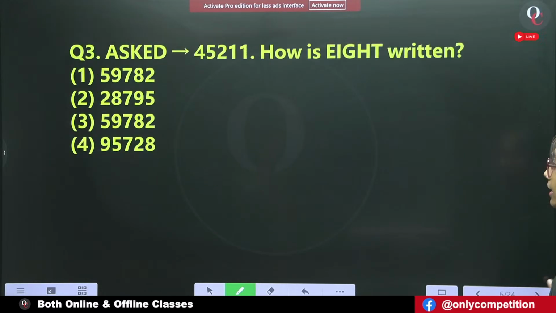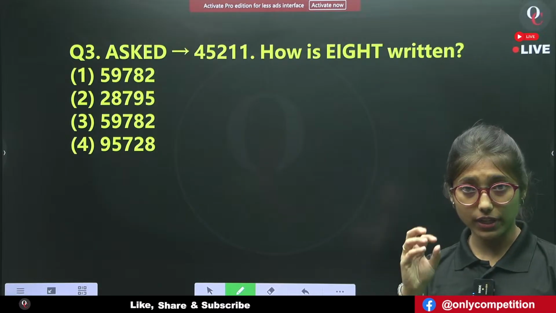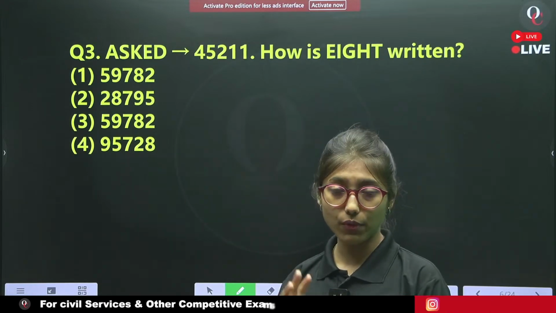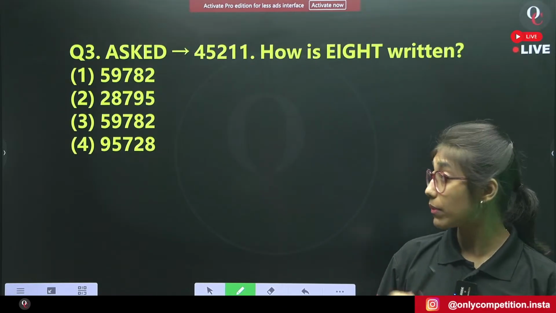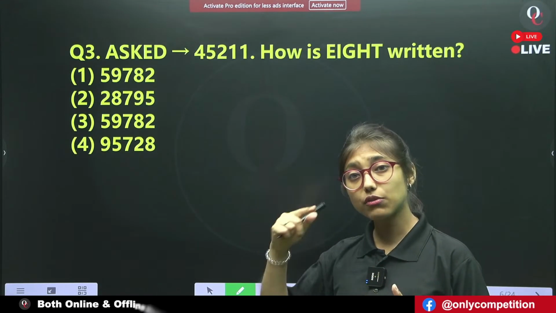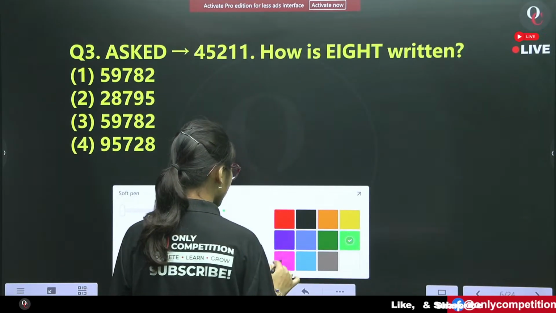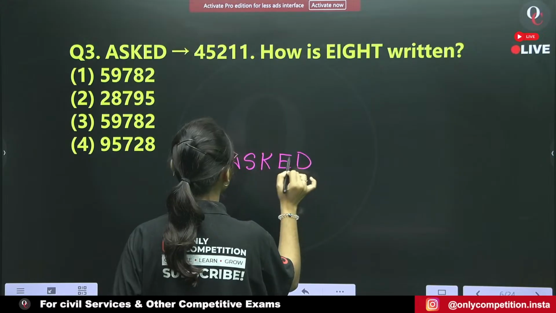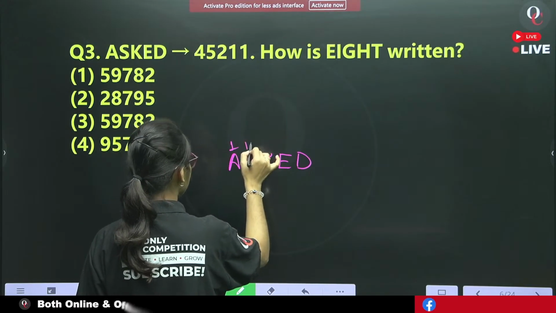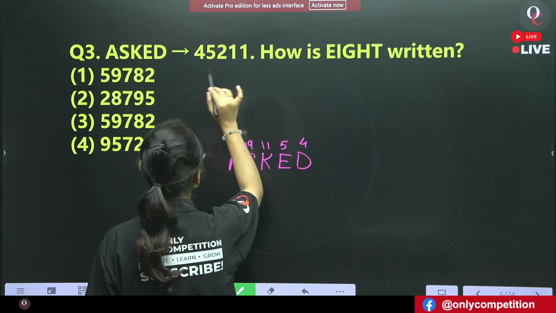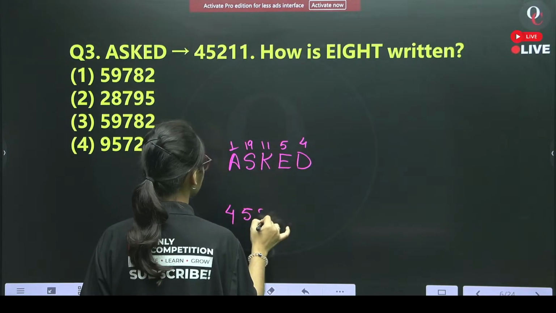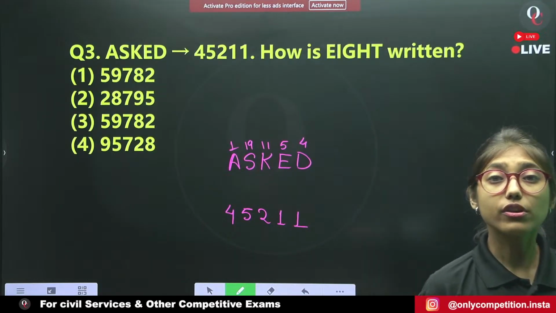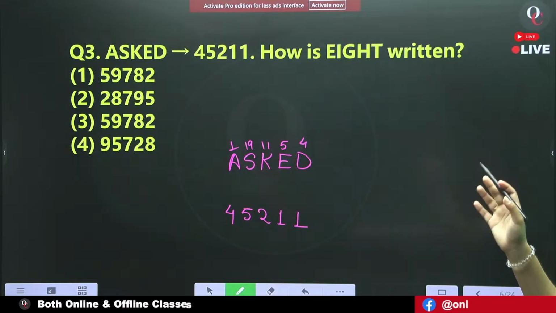Okay. Next, question number 3. Now, in this particular question, you will find similarity with question number 1. So try to solve question number 3 by revision or by recalling question number 1. First, we will write the word ASKED. Then write the position values, and then the numbers. Now, try to find the pattern. What is the pattern? I have also written the position values above.